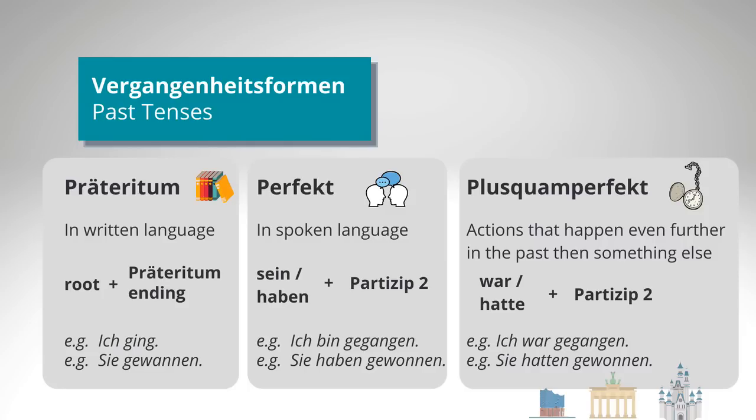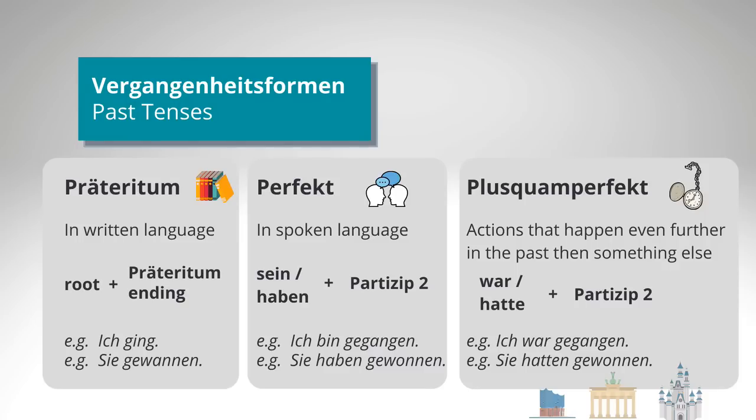The Präteritum is formed by taking the root of the verb, for example geh in gehen or mach in machen, and then adding the so-called Präteritum ending. Those were the endings t, test, t, ten, tet, and ten. And that's basically already it. The problem is, in the Präteritum we have many irregular verbs. But more on that later.